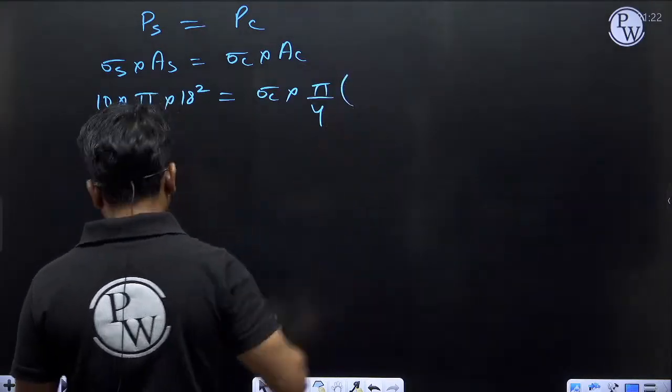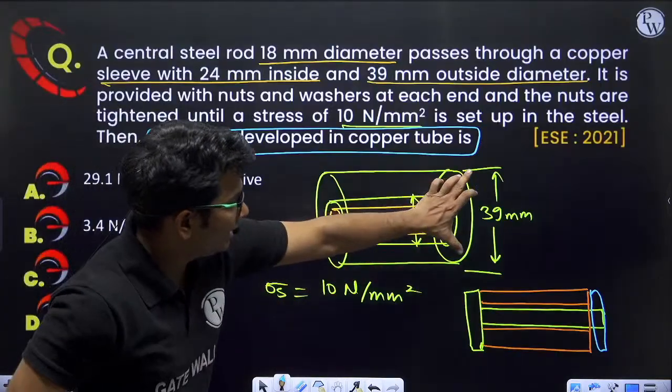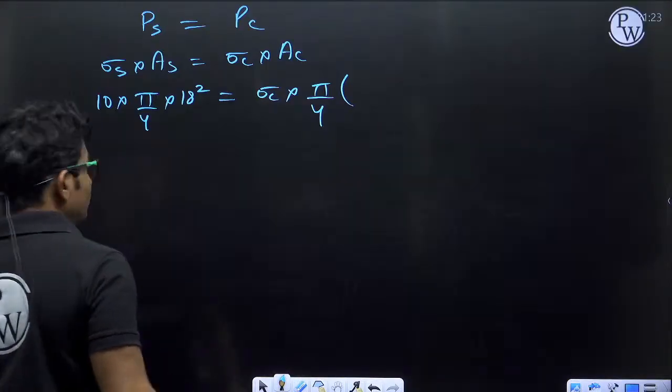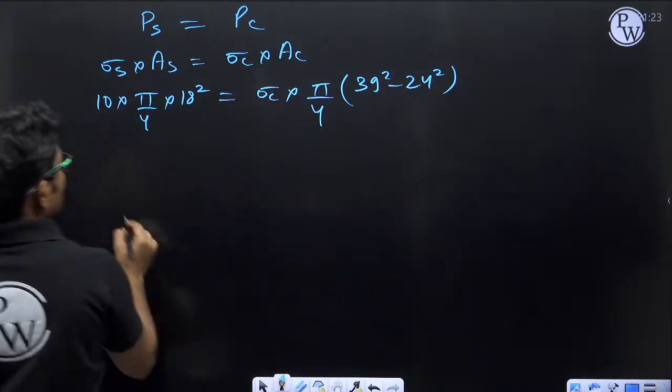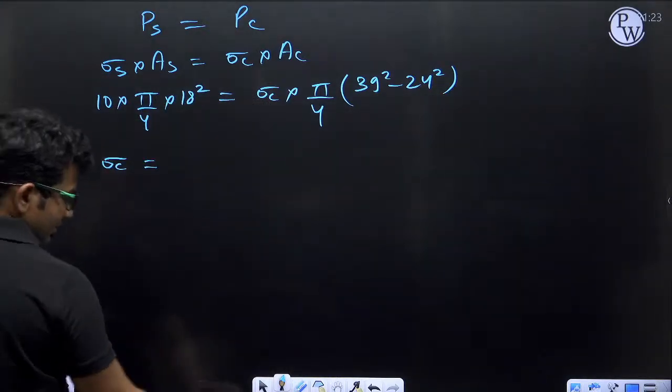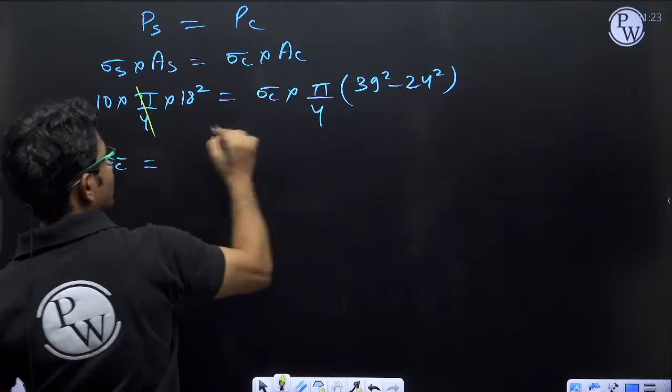Area of copper will be pi by 4. Outside diameter is 39, inside diameter is 24. So it will be 39 square minus 24 square. Okay, so from here we can calculate sigma c. Pi by 4 and pi by 4 will be cancelled out.